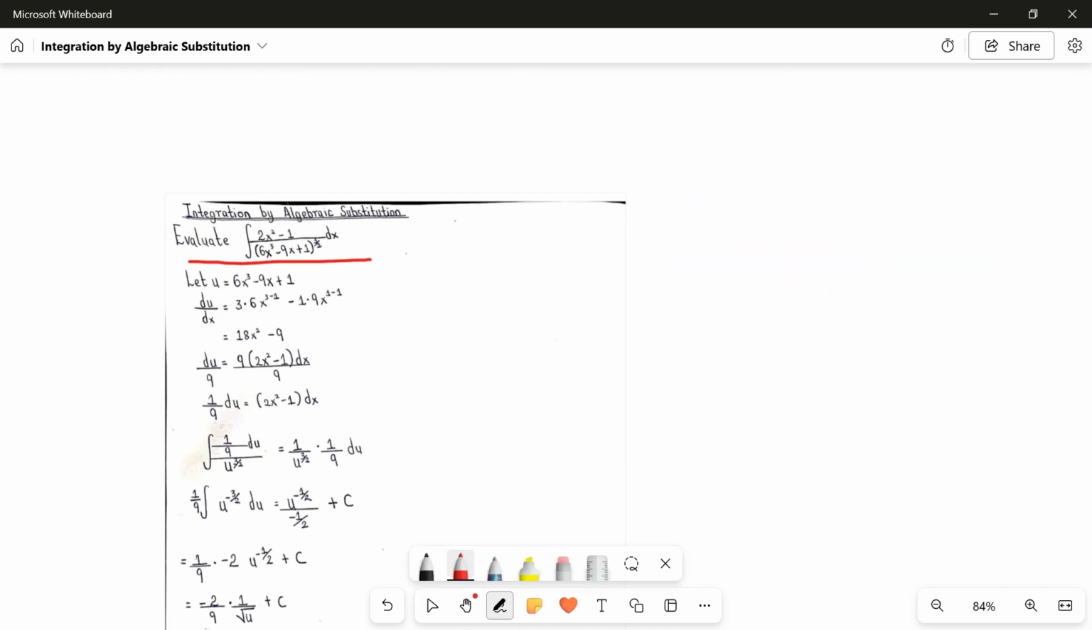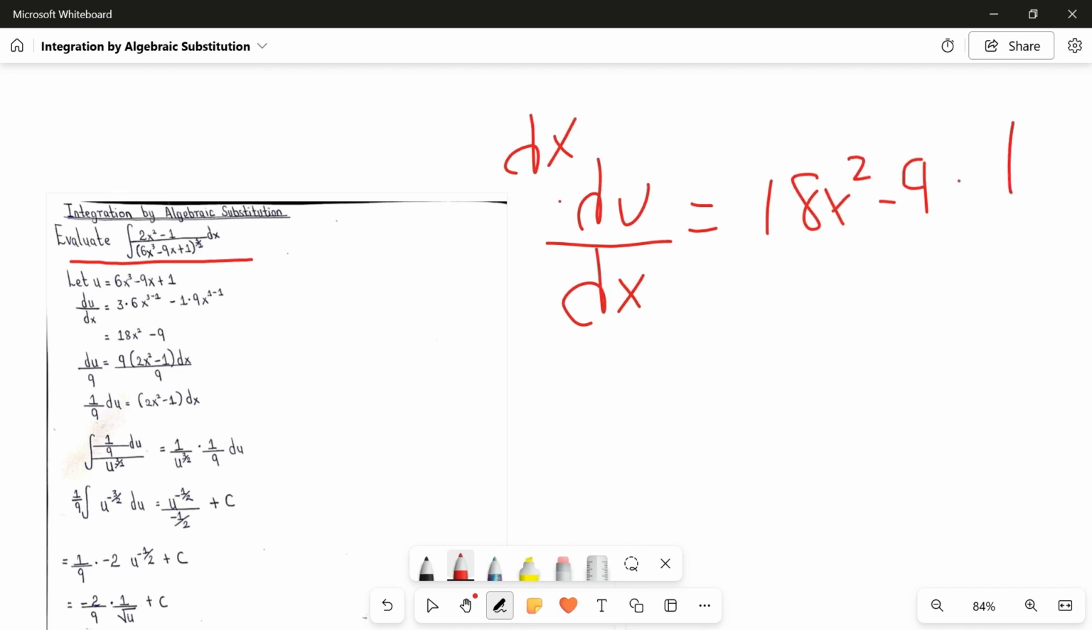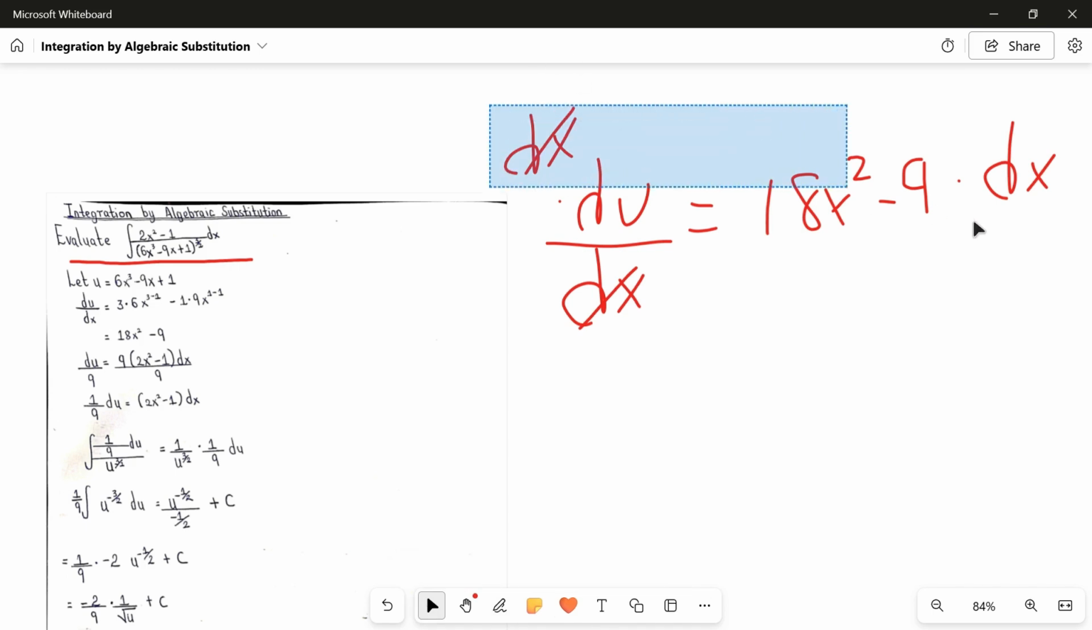So du over dx is equivalent to 18x squared minus 1. Or is it minus 9? Yes, minus 9. So we want to be left with du on the left-hand side. So we'll multiply both sides by dx. So multiply the right-hand side as well by dx. So this cancels out, and let me clear the screen.